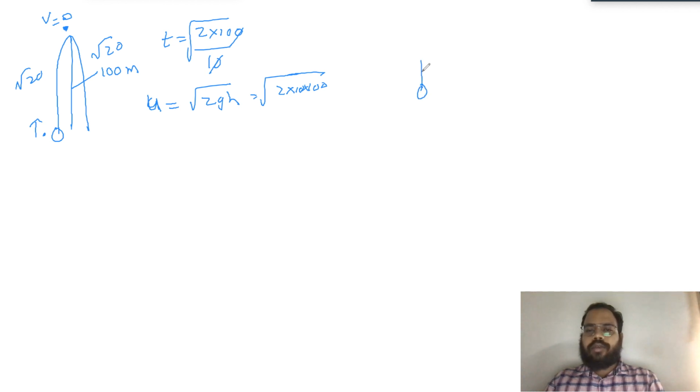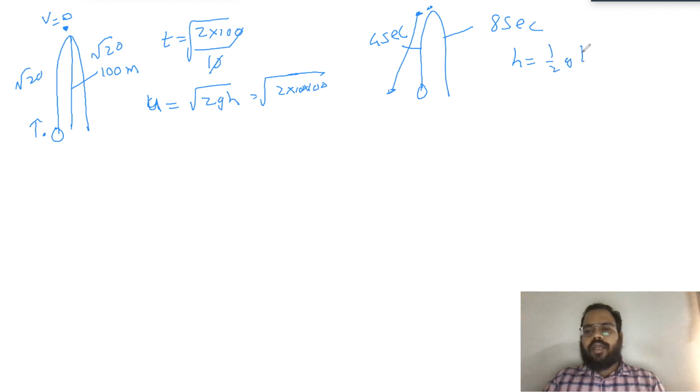Again, if time is given to you, if I say the total time required for the ball to go up and down is 8 seconds, this total time is 8 seconds. I know this time will be 4 seconds, from here to here. So if time is given, my height is half g t square. It will be half into 10 into 4 square, which is 16. So this will be 80 meters. And for velocity, it is gt. So g will be 10 and time will be 4. So velocity will be 40 meters per second.